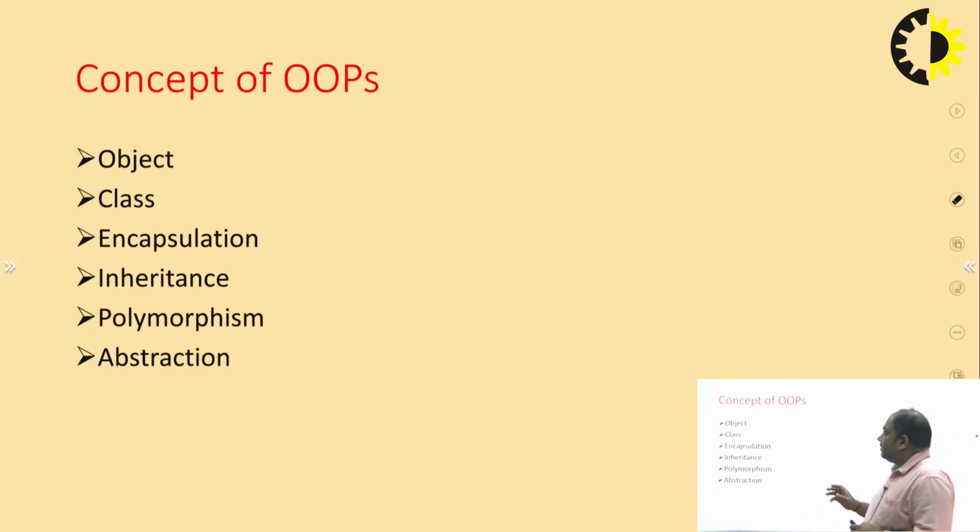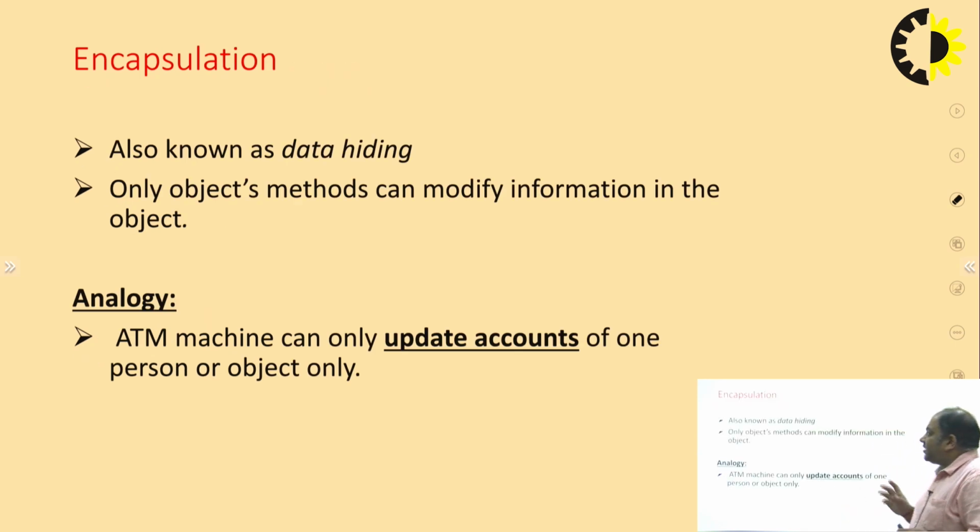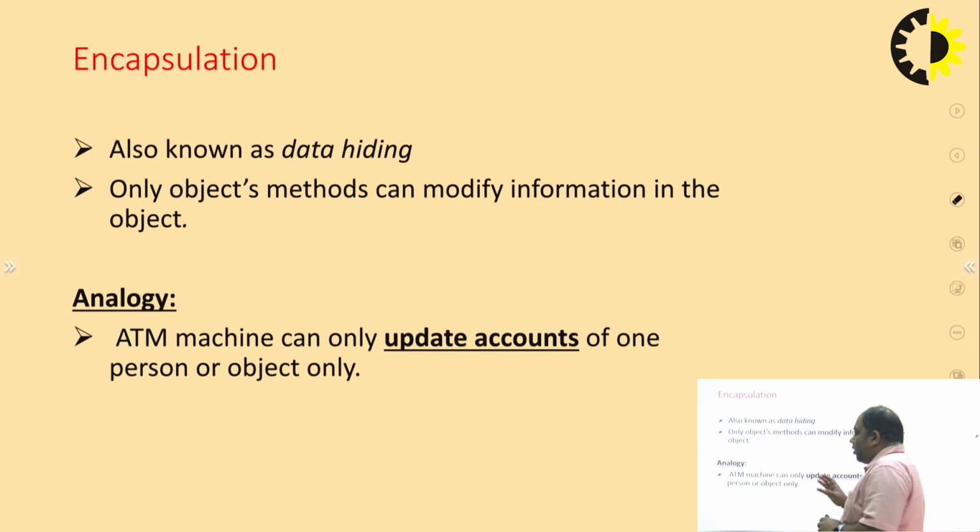Okay, now comes the concept of OOPS. The concept of OOPS consists of object, class, encapsulation, inheritance, polymorphism and abstraction. Let us discuss all these one by one. First, I will introduce encapsulation. Encapsulation means data hiding. What do you mean by data hiding?